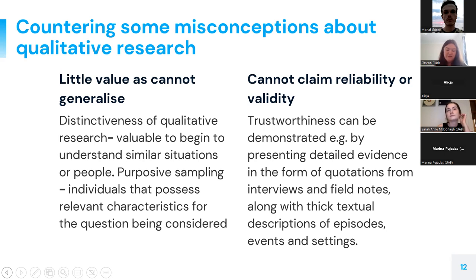The idea is to have a rich interpretation that deepens our understanding. It's about richness and in-depth understandings of phenomena within that group that's been selected as a result of their relevant characteristics for the question. Another common misconception is that qualitative research cannot really claim reliability or validity. Briefly, in quantitative research, reliability is the extent to which different observers can make the same observations or collect the same data about the object of study.